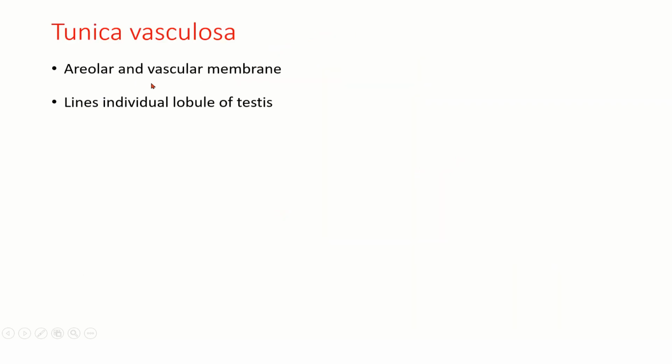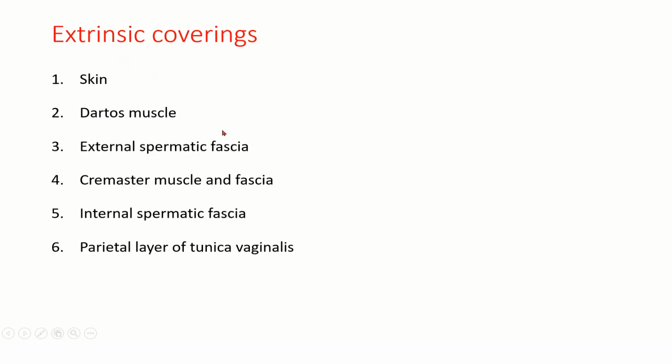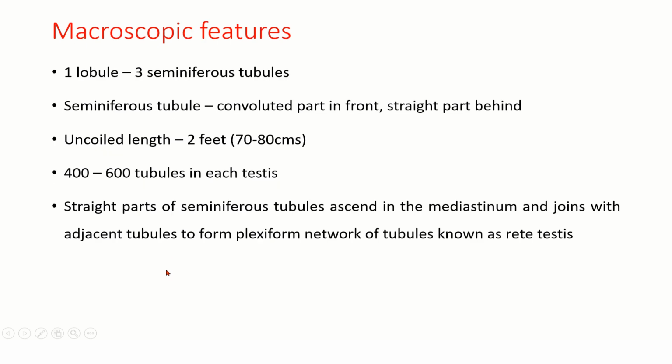Tunica vasculosa is an areolar and vascular membrane that lines the individual lobules of the testis. Extrinsic coverings are nothing but the layers of the scrotum: skin, dartos muscle, external spermatic fascia, cremaster muscle and fascia, internal spermatic fascia, and the parietal layer of the tunica vaginalis.